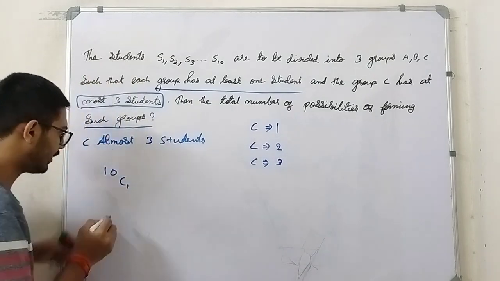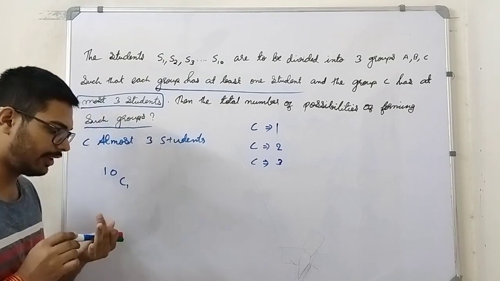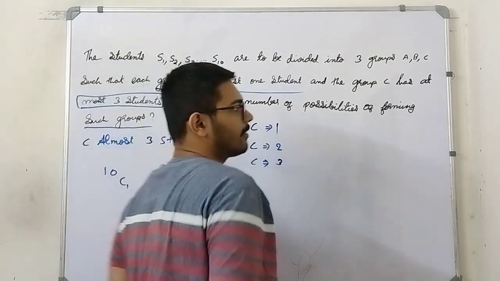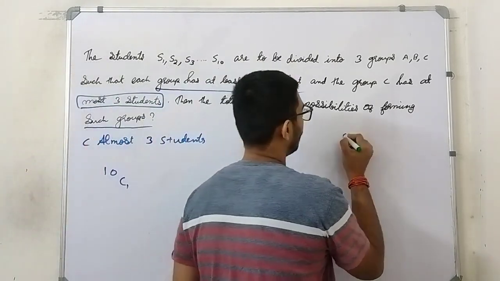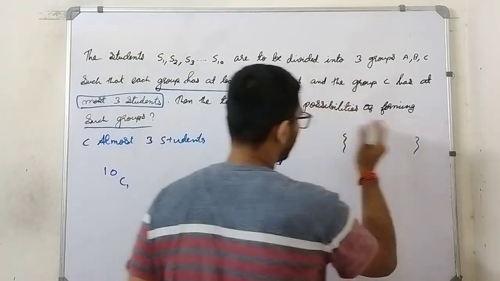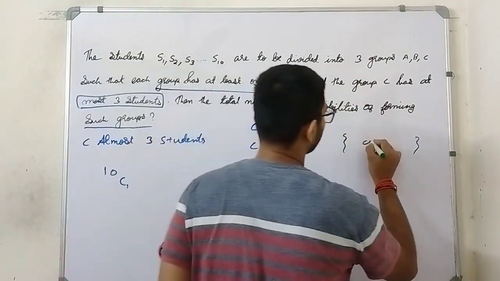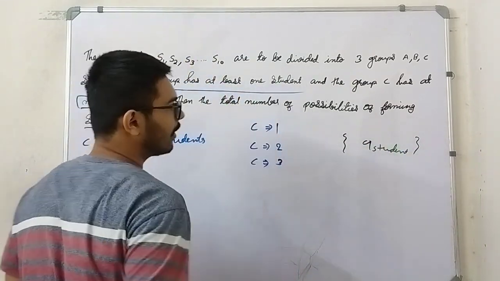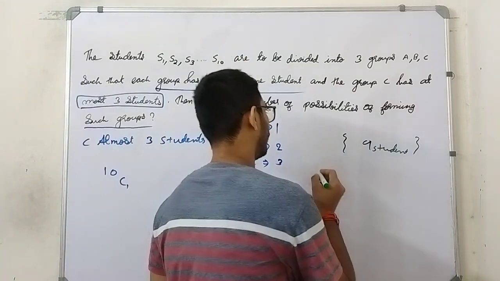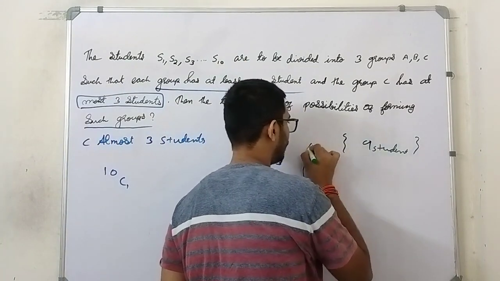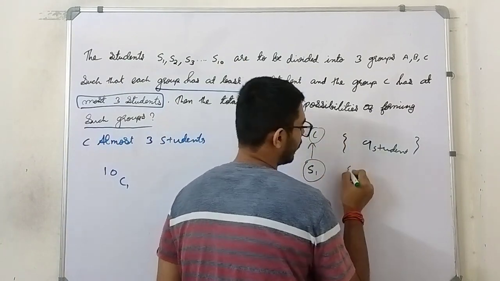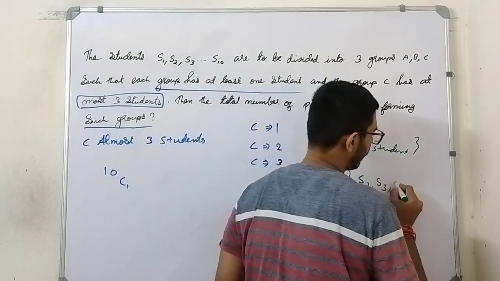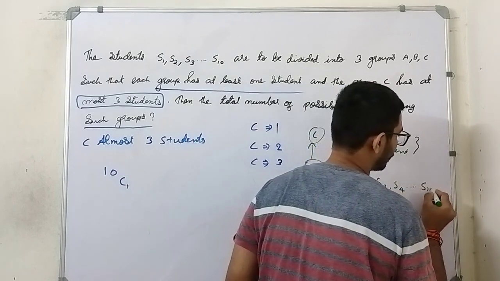Now we have selected one student for C. This is for the group C. After that, we need to divide the rest of the students, which means among the 10 students, we have picked one student and there are 9 students left. Suppose we are taking S1. Assume that S1 is in the C group. What are the rest of the students? S2, S3, S4, etc. up to S10.